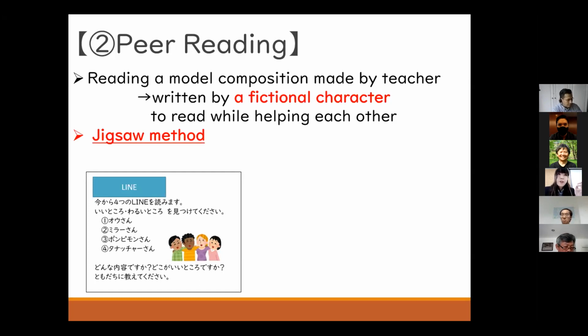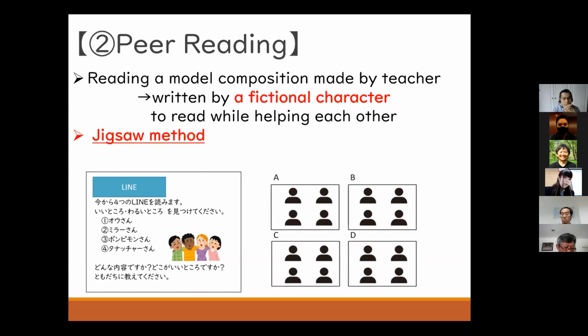I write on this graph. This is for the model essay. The author is Miss or Mr. Miller, Miss Pompimo, Miss Tanacha, like that. They are fictional characters. And then the teacher divides students into four groups.